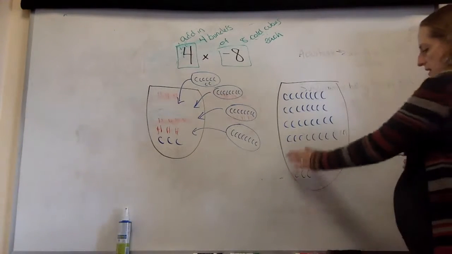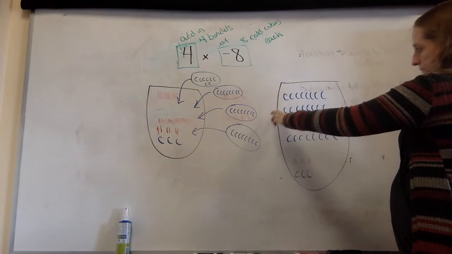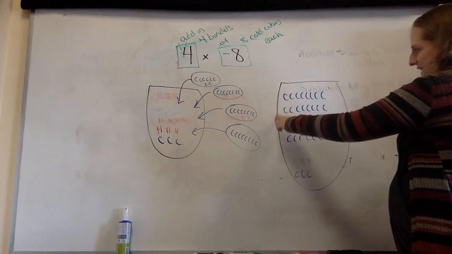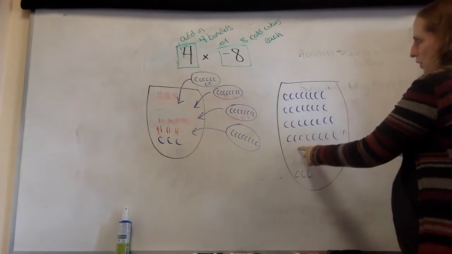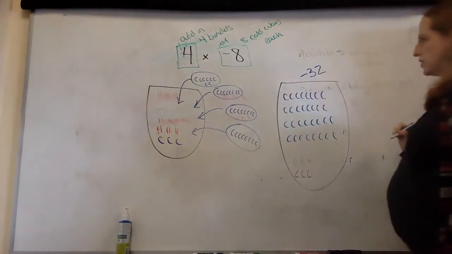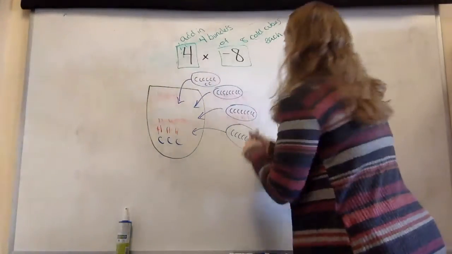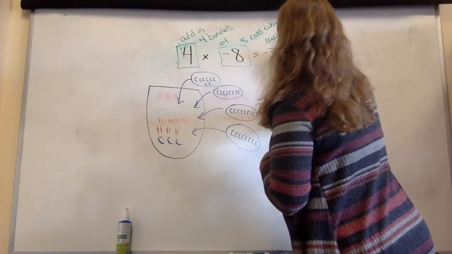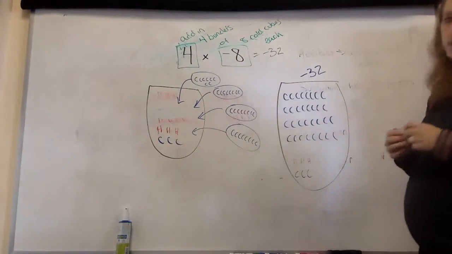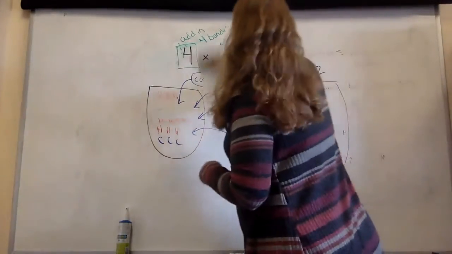So altogether, these guys are with 0. I've got 8, 16, 24, 32 cold cubes. So the overall temperature is -32. That tells me 4 times -8 equals -32. So we've extended our chef story to include multiplication.